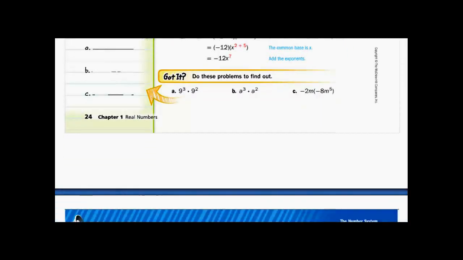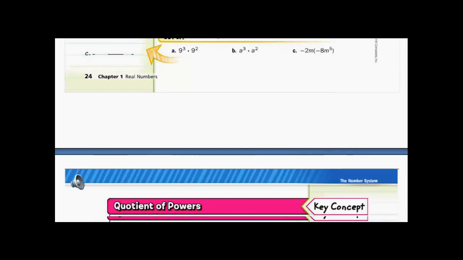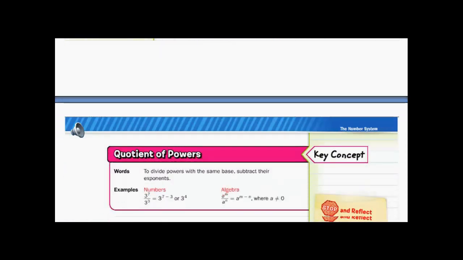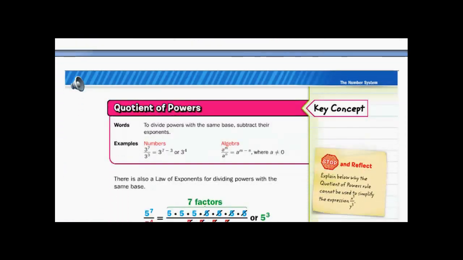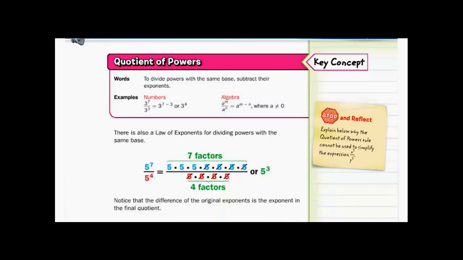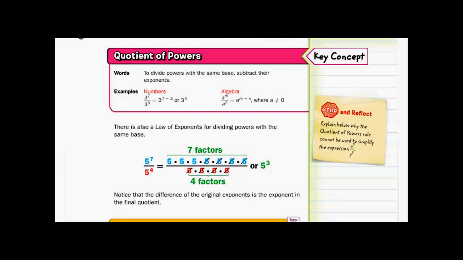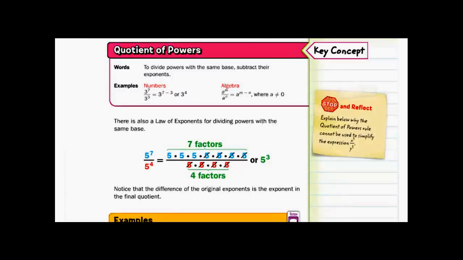So we just did multiplication of powers. Now we need to do division of powers, so the quotient of powers rule. Just as you would think, if you multiply like bases, you add the exponents. So when you divide like bases, you should subtract them. If you have the same base, you can take the exponents and subtract them. It works the same with letters: a to the m divided by a to the n is a to the m minus n.